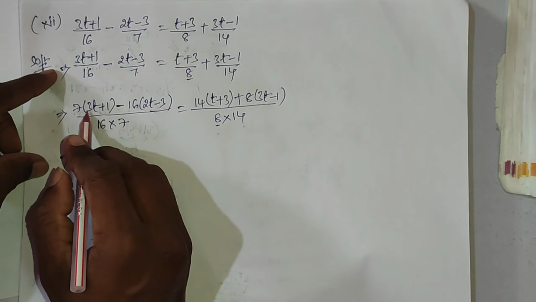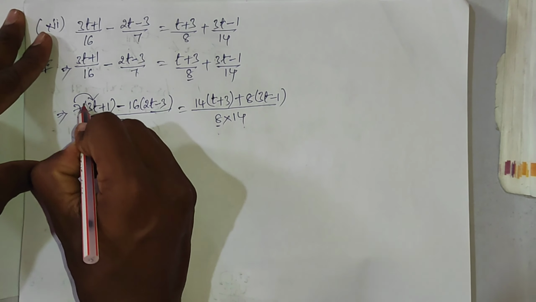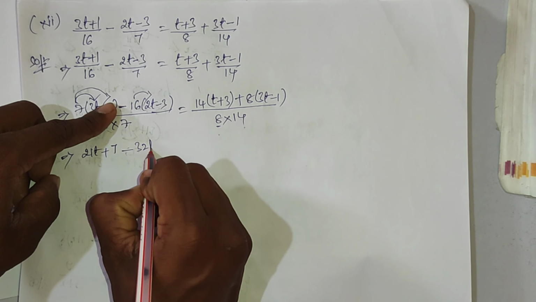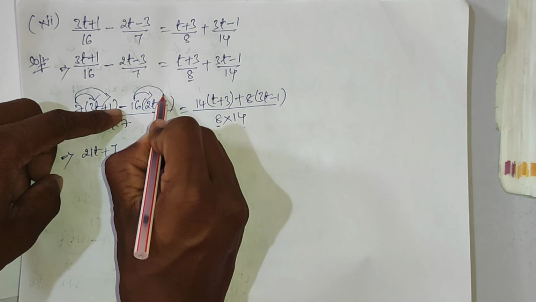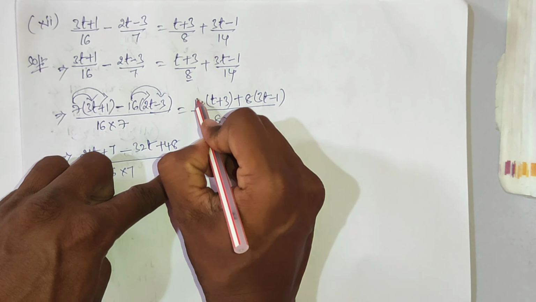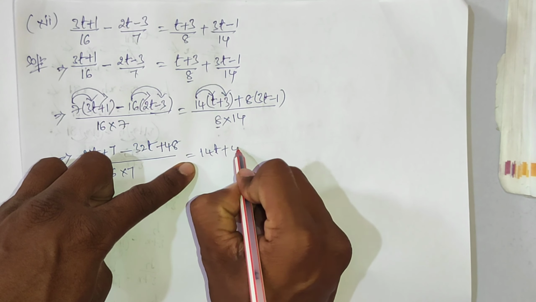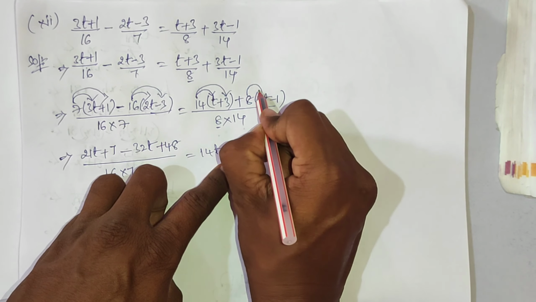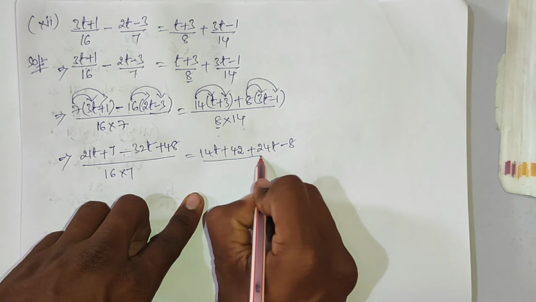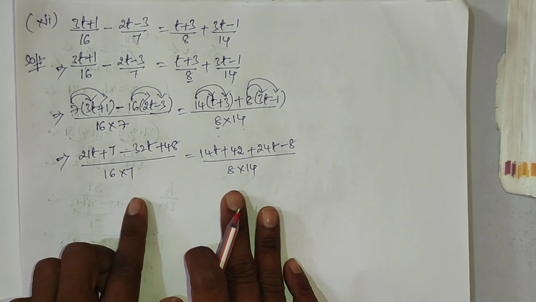Okay, now this implies, what happened now? We have to remove the brackets. First we have to multiply, using the distributive property. Then 7 3s are 21t plus 7 1s are 7. Now minus into plus becomes minus, 16 2s are 32t. Now minus into minus becomes plus, 16 3s are 48, by 16 into 7. Is equal to, now 14 into t is 14t plus 14 3s are 42, plus 8 3s are 24t minus 8 1s are 8, by 8 into 14. Is it clear? If you want to multiply, you can do, you will get the same answer.